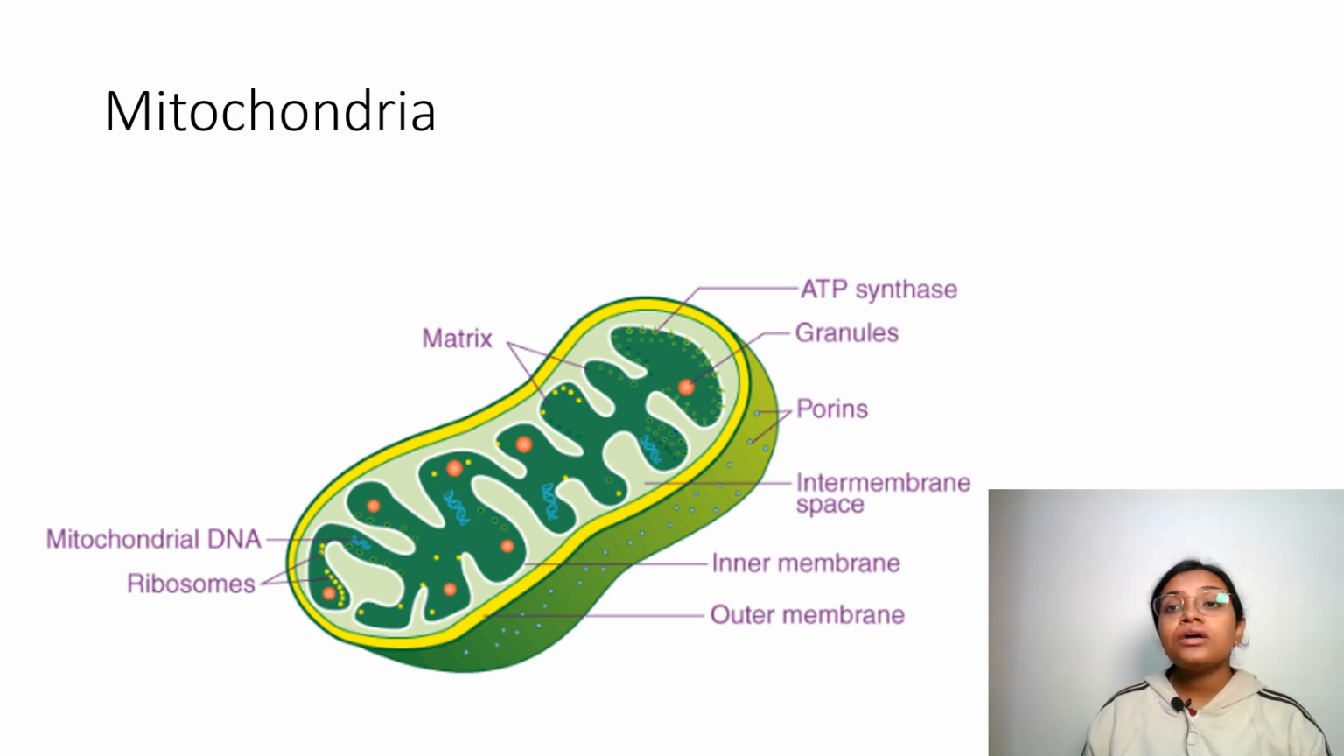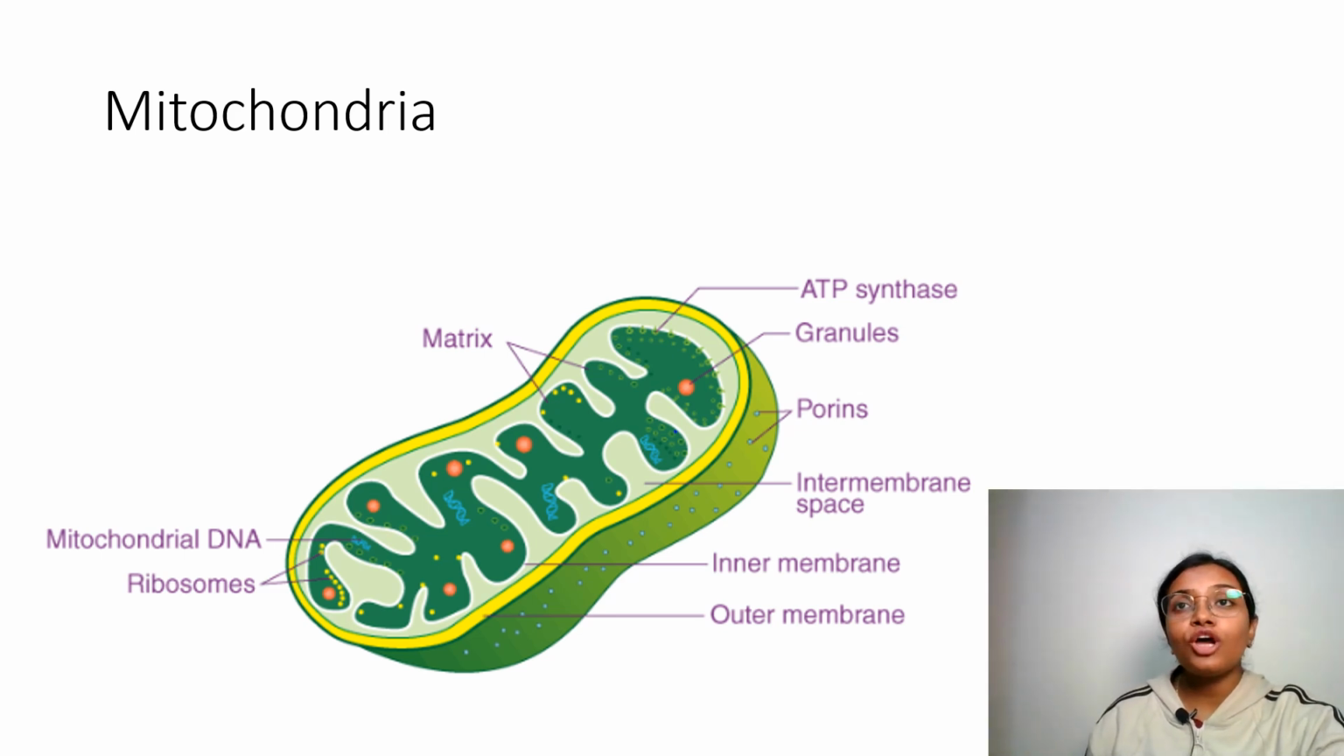The structure comprises an outer membrane, an inner membrane, and a gel-like material called the matrix. The outer membrane and the inner membrane are made up of proteins and phospholipid layers separated by the intermembrane space. The outer membrane covers the surface of the mitochondria and has a large number of special proteins known as porins. Now come to the cristae.